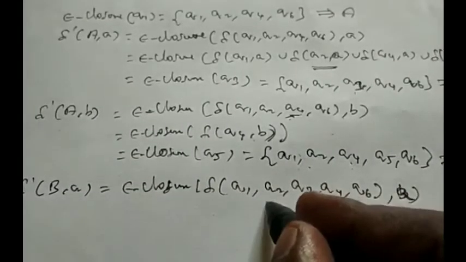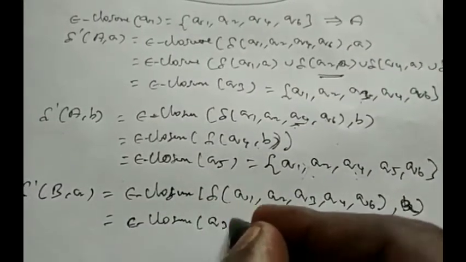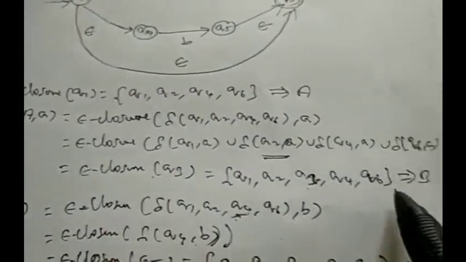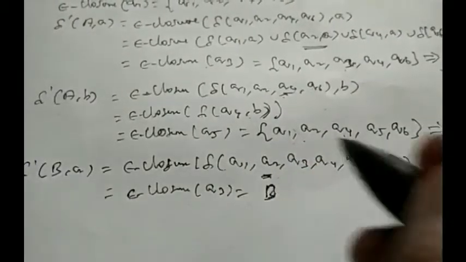The only possibility is A can be applied only in Q2 and the rest of the things you cannot apply A here. So when I apply A in Q2, it goes to Q3. As per the transition diagram, it goes to Q3. So again, I just get epsilon closure of Q3. And what is epsilon closure of Q3? We already have an answer for epsilon closure of Q3, that is B. So it is not generating a new state.